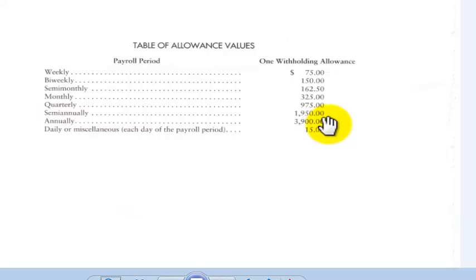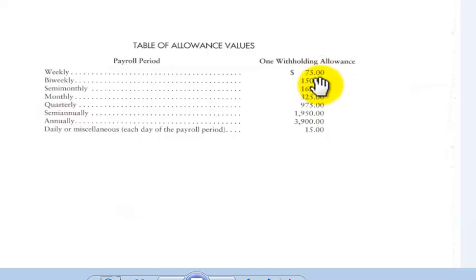So if someone had, excuse me, if someone had 4 withholding allowances, so say they were claiming themselves, their spouse, and their 2 children, they would actually have 4 of these $3,900s as a withholding allowance. Okay, that's what the IRS allows you to deduct from your income when you're calculating the tax that you owe them. Okay, so here what they've done is they've taken this $3,900 and divided it by 52 weeks to get a $75 withholding allowance for a week.